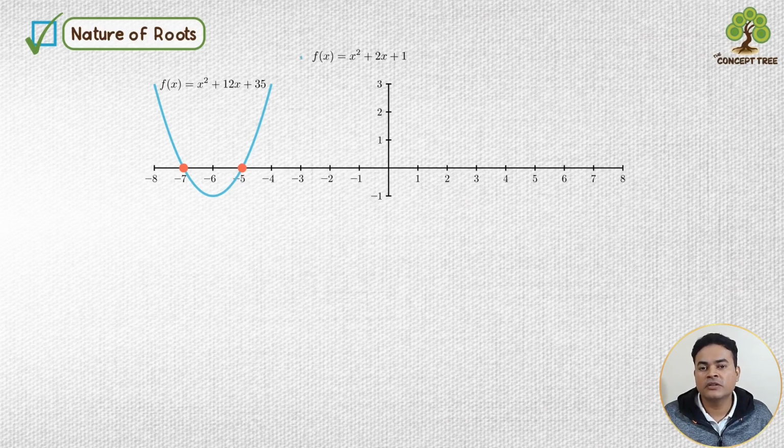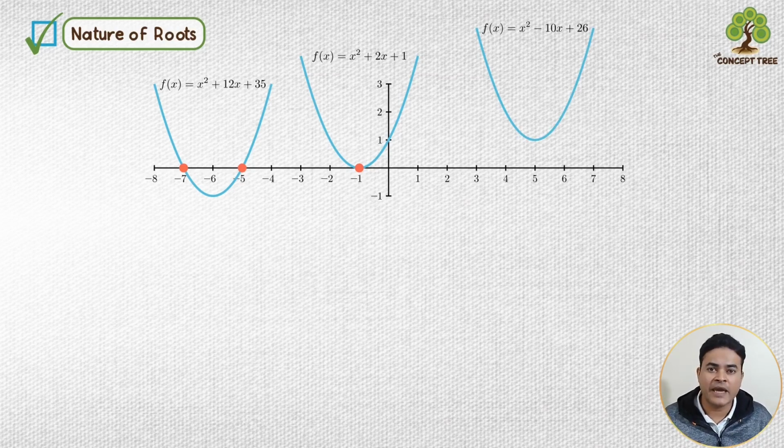If we draw the graph of x² + 2x + 1, we see that it cuts the x-axis at only one point, so x equal to −1. If we draw the graph of x² − 10x + 26, we can see that it is not intersecting the x-axis at all. That means this particular equation has no real roots. It has imaginary or complex roots.